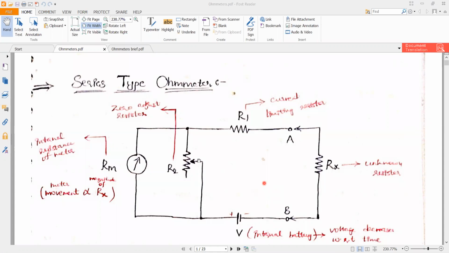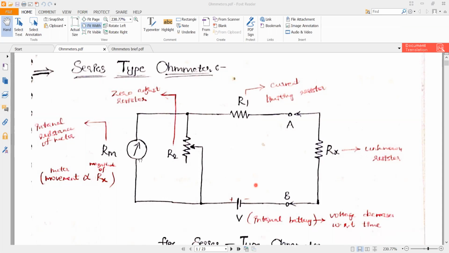Here, this is the series type ohm meter. In the series type ohm meter, first we will see the construction part. This is the ohm meter, this is the PMMC meter. This PMMC meter is connected in series. Across this PMMC meter, I am connecting this unknown resistance. This unknown resistance is connected in series to this meter.